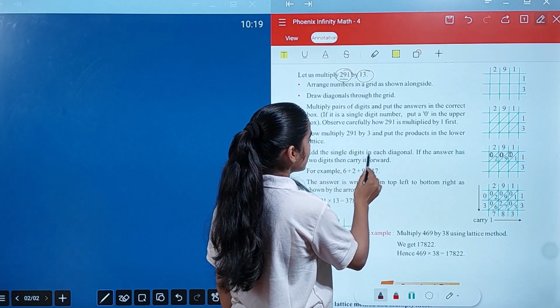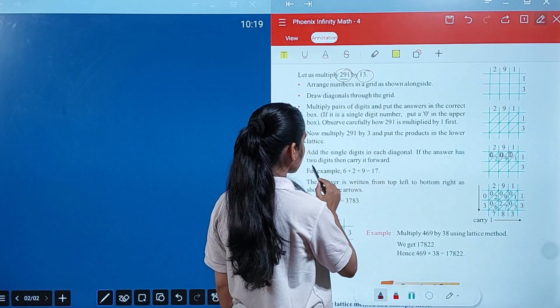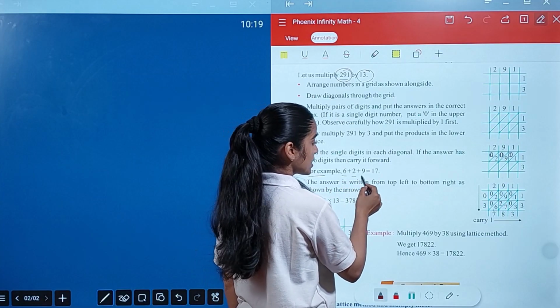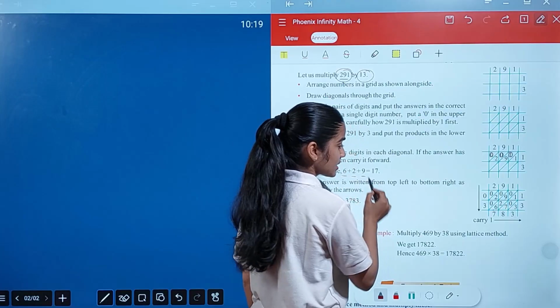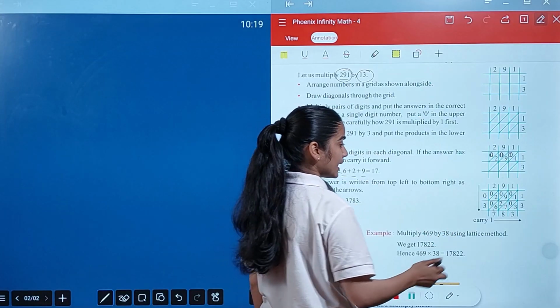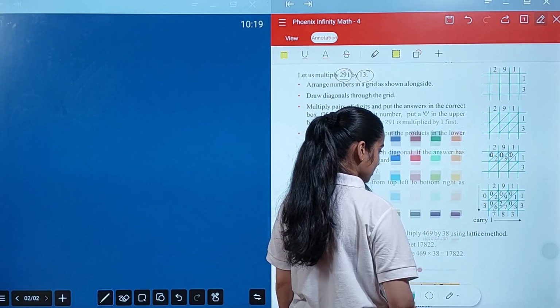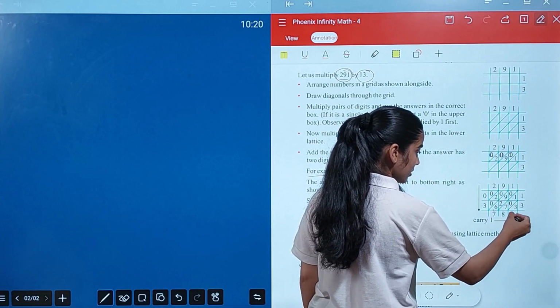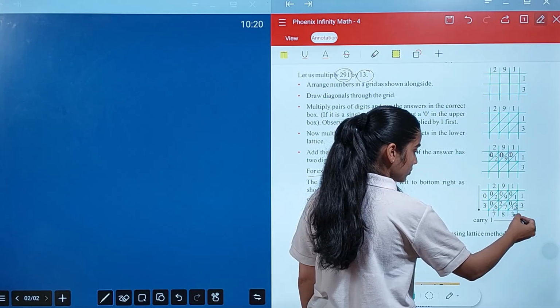Add the single digits in each diagonal. If the number has 2 digits, then carry it forward. For example, 6 plus 2 plus 9. So you have to add diagonally. You start from here. This is your diagonal. So here you only have 3, so you write 3 here.